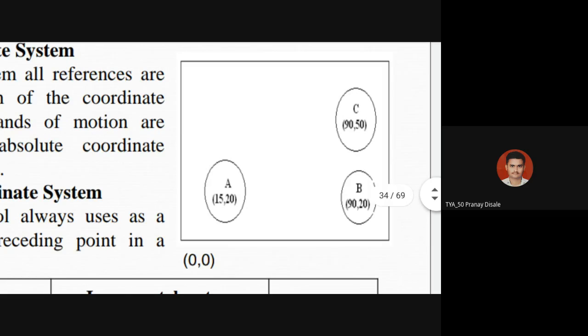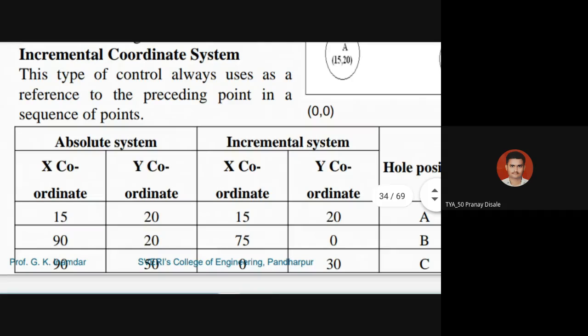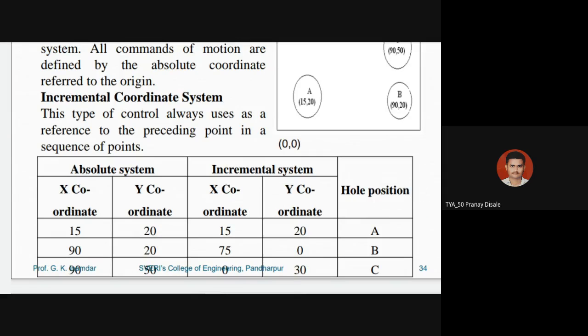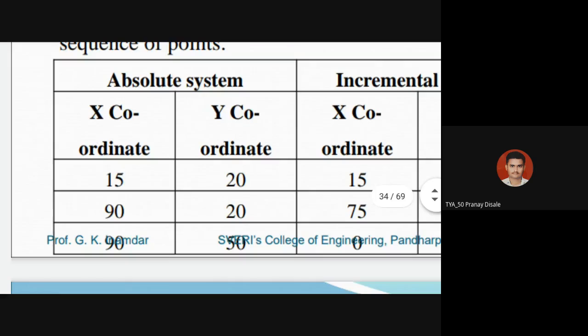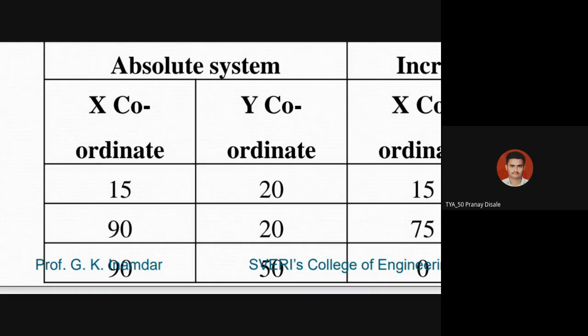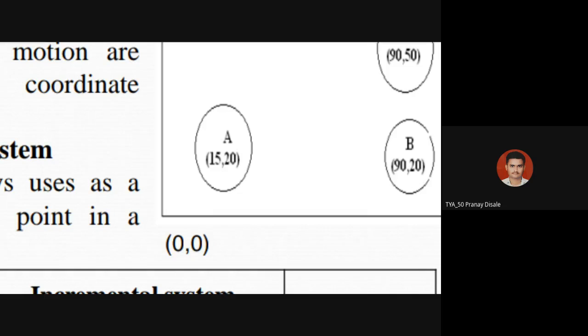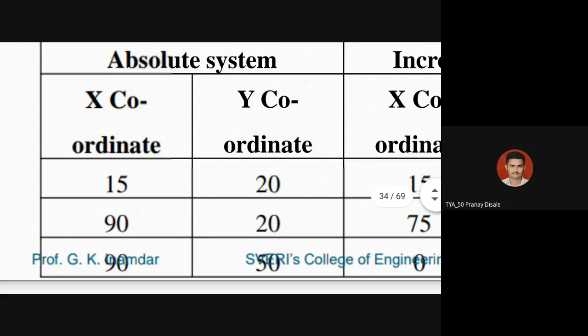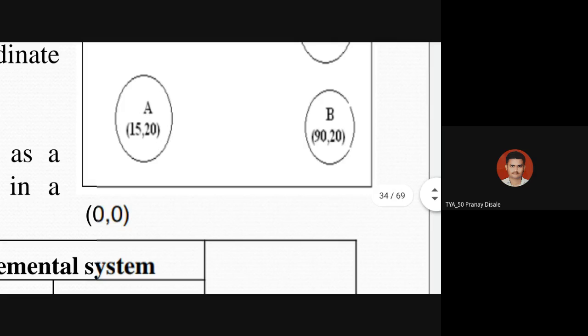Now according to the incremental and absolute position, absolute is nothing but a certain distance. Suppose if you see here, the absolute system shows x coordinate 15 and y coordinate 20. We already see here, 15, 20, this is nothing but absolute. Now the second example, directly, absolute is whatever the general method: 90, 20. 90, 20 is nothing but the second point B.